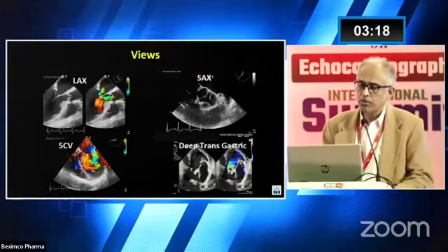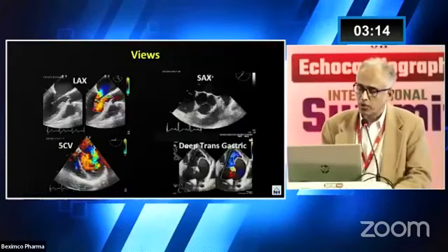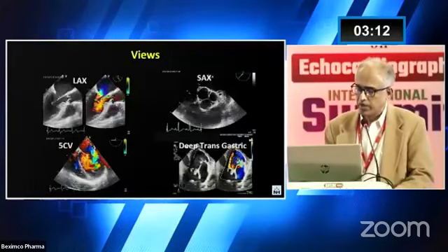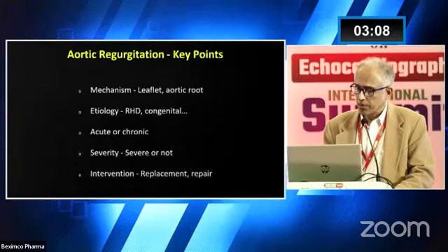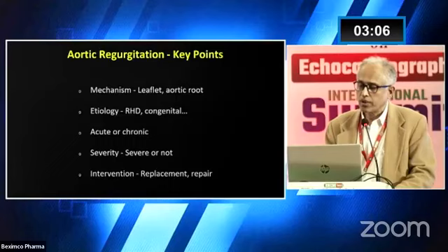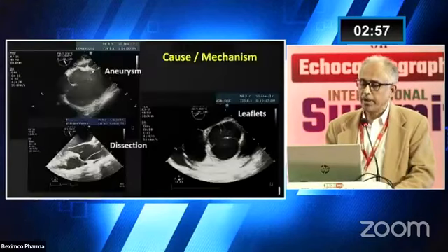Now, peri-op. What are the parameters you're looking at? Long axis, short axis, and the 5 chamber are the views you should be looking at. Deep transgastric especially are great views, so go for it. And look at the mechanism. Is there a problem with the leaflet, aortic root? And look at the etiology. Is it acute, chronic, severity, severe or not? And then intervention in terms of whether a replacement is being made or a repair is being made.